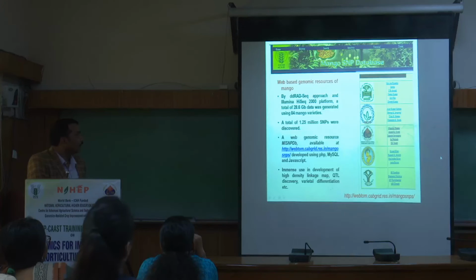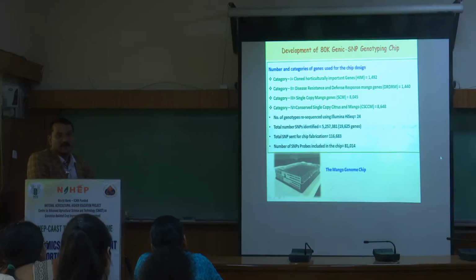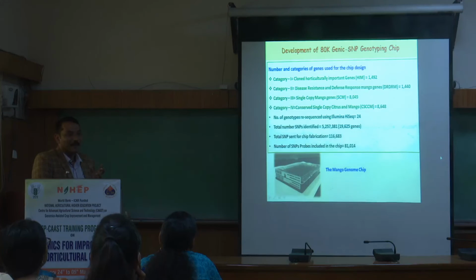Then another achievement based on genomics is the development of an 80,000 SNP gene chip. The platform is the Affymetrix platform we are using. GeneTitan is the equipment where we are doing all these genotyping things. So here the unique thing is that in a period of 1 week only, you can genotype a minimum of 96 varieties for 80,000 SNPs.